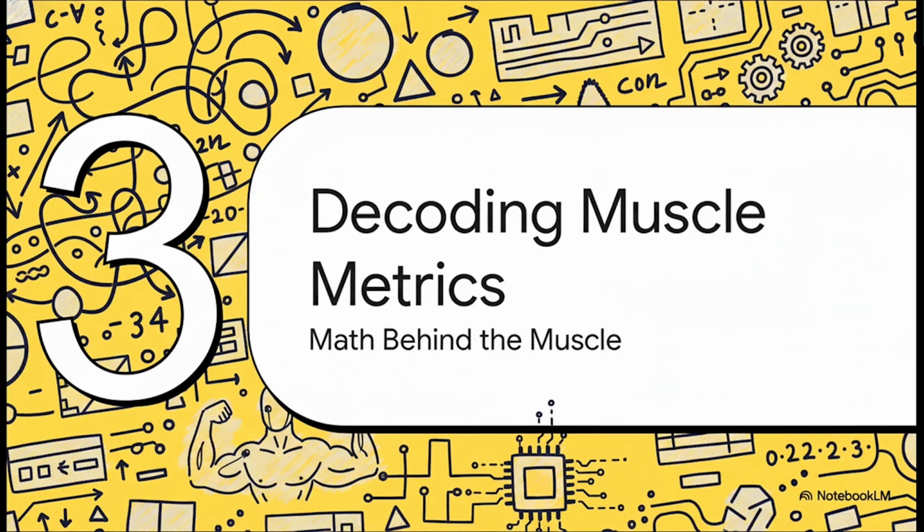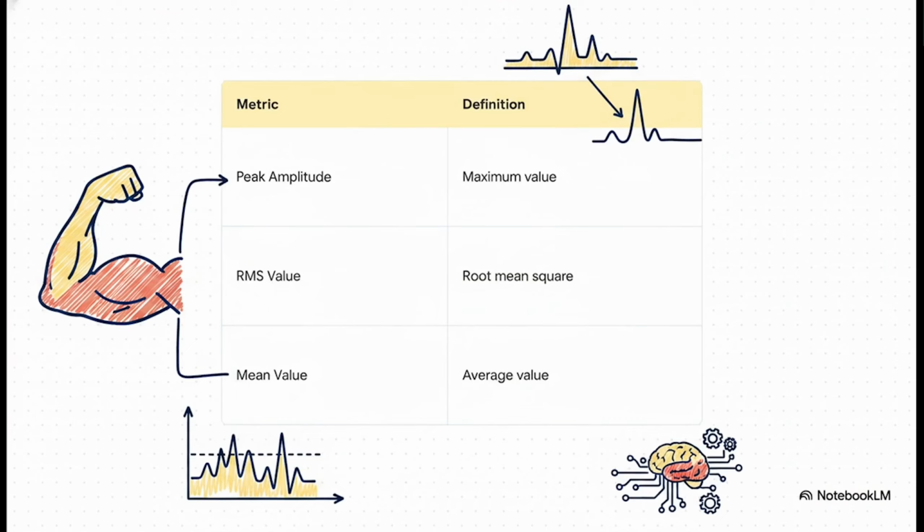That brings us to Section 3, decoding the muscle metrics, the math behind the muscle. Biomedical engineers need more than just squiggly lines, right? They need hard numbers. We look at specific metrics to assess muscle health and function.